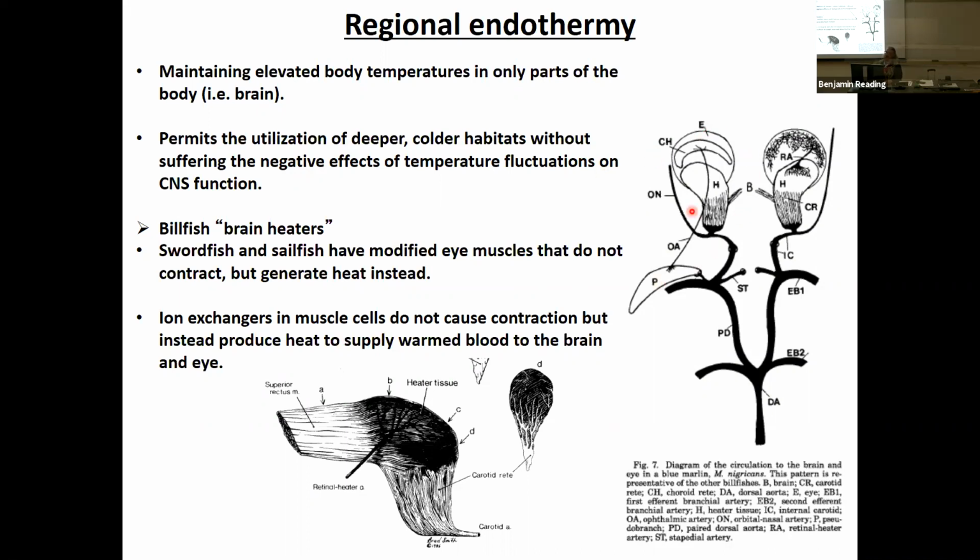Also, their eyes work very well. So that means that their sense of sight is a lot better than other typical fishes by warming the eyes.